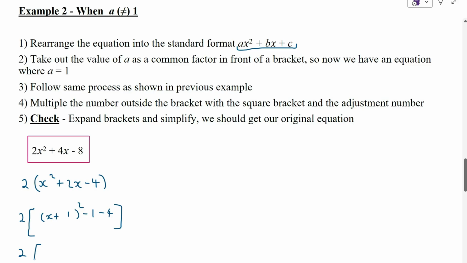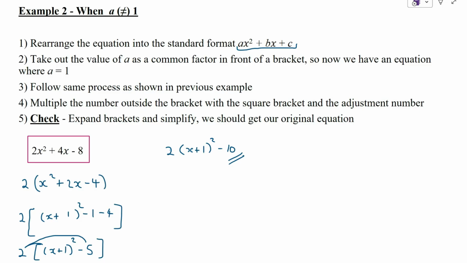That gives us 2 multiplied by x plus 1 squared minus 5. Now we're going to multiply this 2 with all the terms in this equation. So the way we would write it out would be 2 brackets x plus 1 squared, so we're just going to leave it in that format, minus 2 times 5, which is 10.